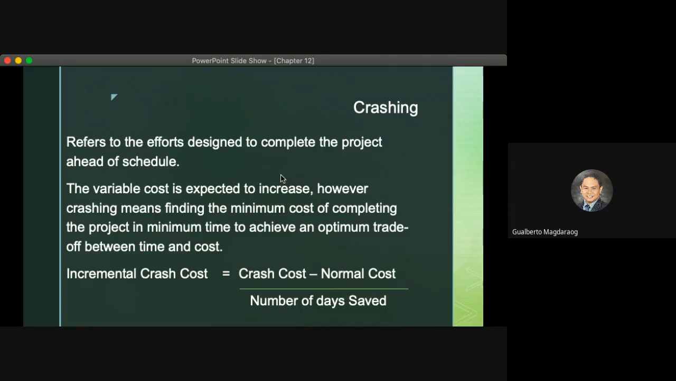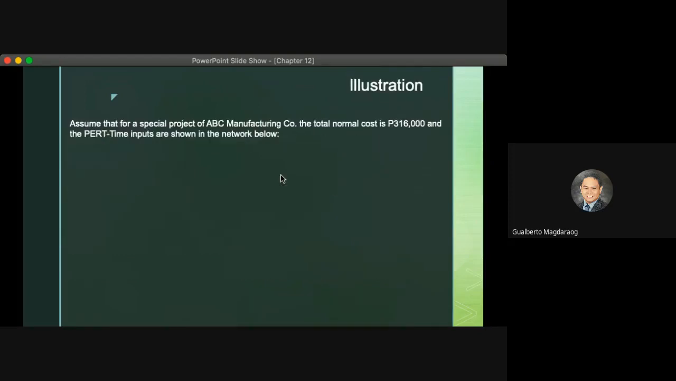Okay. In the crashing procedure, we need to compute the incremental crash cost. And that is crash cost minus the normal cost divided by the number of days saved. Meaning, this is the additional cost that we will incur whenever we squeeze the time to finish a particular activity. That is crash cost minus normal cost divided by number of days saved. Okay, let's go to the illustration for the crash cost.